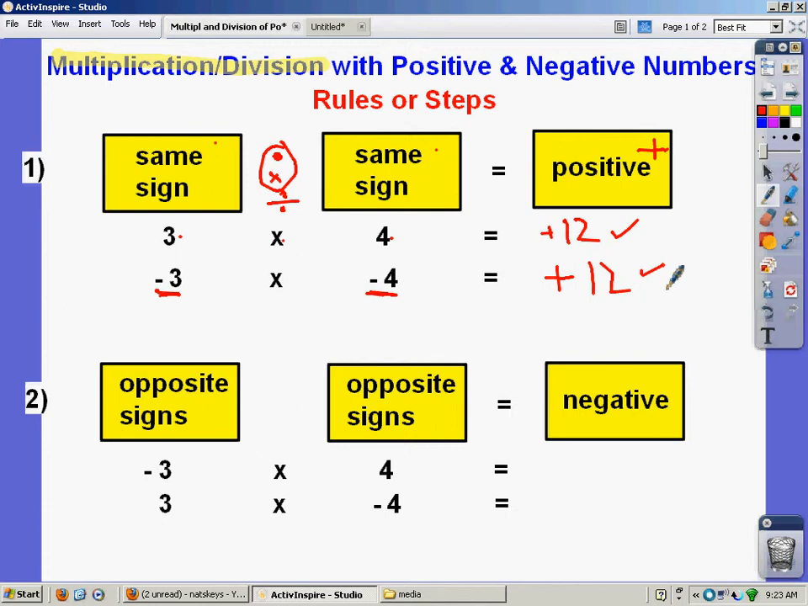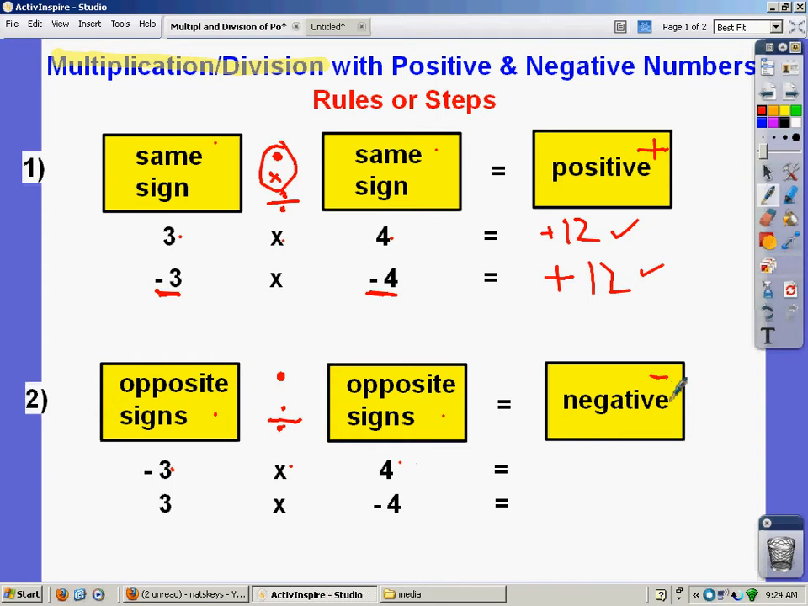Rule number 2 is when the two numbers are opposite signs. Okay, let me put a sign here. It's multiplication we're doing, or a division. The same rule applies to both operations. That makes it a lot easier than addition and subtraction rules. Anyway, as an example, we have opposite signs. For instance, negative 3 times positive 4. The question is, are they opposite signs or same signs? The answer is opposite signs, therefore the answer will be negative.